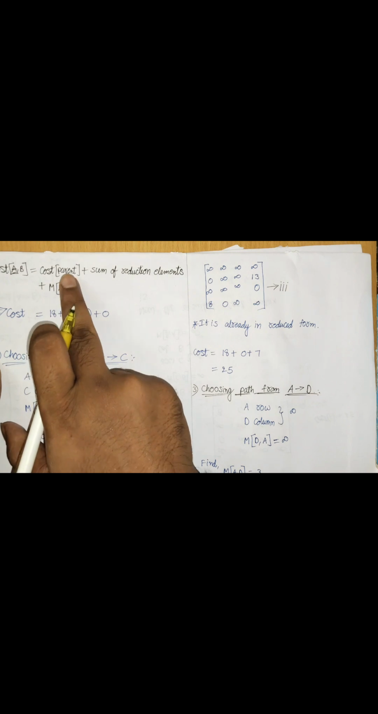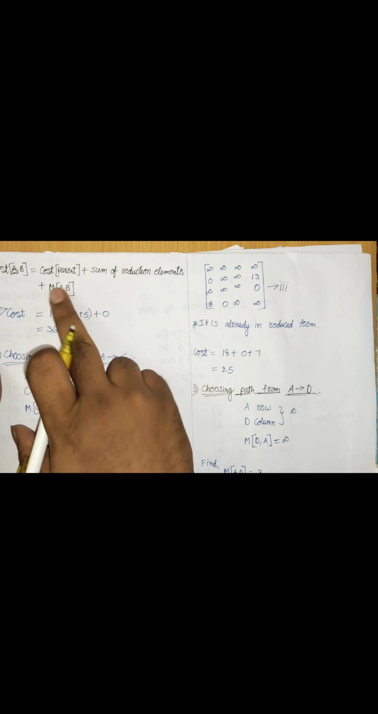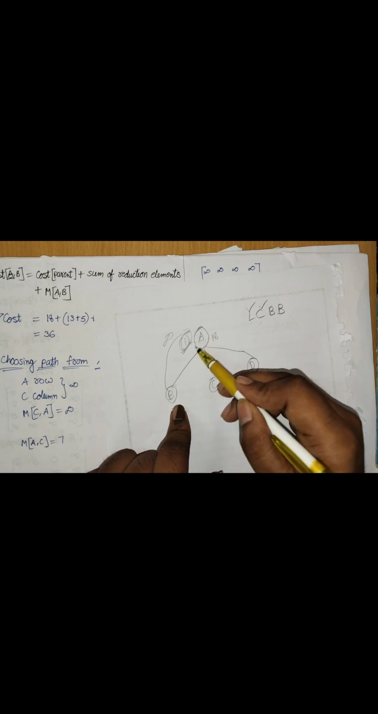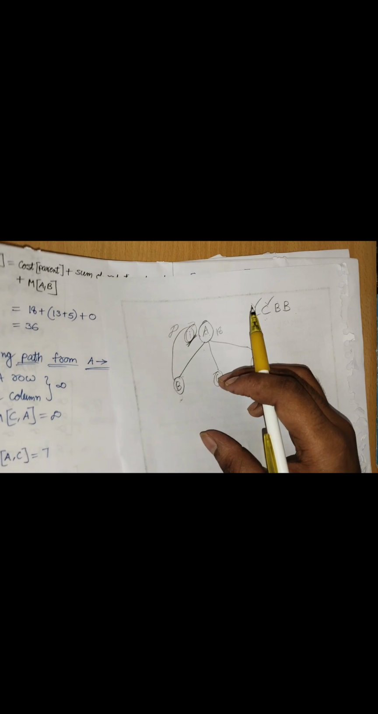Now let us number this reduced cost matrix as 2. Okay. Now let's find cost. So remember this formula. Cost is equal to cost of parent plus sum of reduction elements plus M of A comma B. M of A comma B should be taken from the base matrix. Like now you are calculating the cost for node B, like path A to B. So the base matrix is 1. Clear?